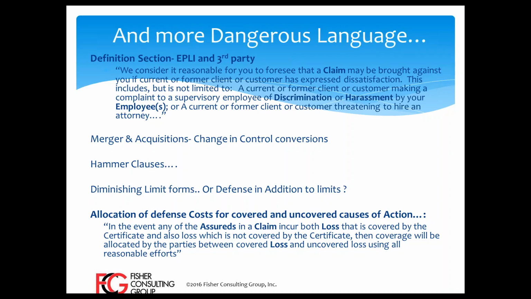Hammer clauses are another gotcha. We all know what they are. In essence, there's usually a consent to settle, and the insurer says we will not settle any claim without your consent. However, if you don't give us consent, you're on your own.